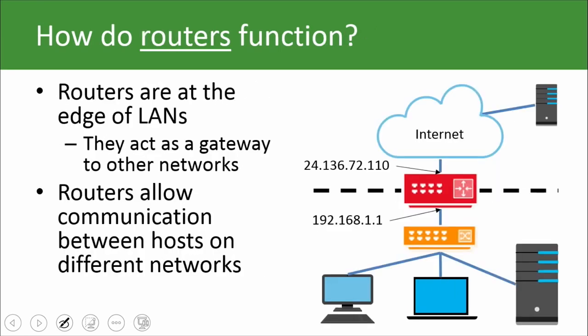Let's talk about routers. Routers are at the edge of a local area network, and they're the devices that are responsible for connecting us to the internet. They act as a gateway to other networks. Routers allow communication between hosts on different local area networks. So we can connect to local area networks via a router, and that's how you make up the internet, right? You connect a bunch of local area networks to each other.